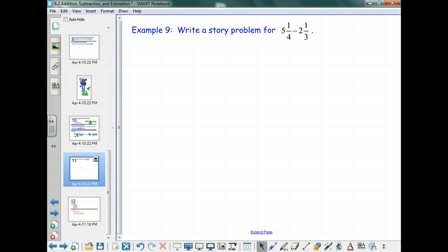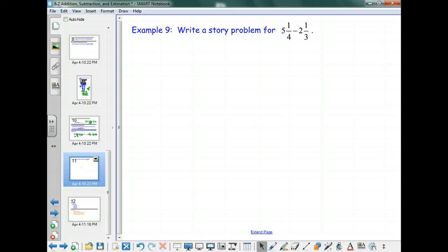You're going to write a story problem for 5 1/4 minus 2 1/3. Okay, so put your teacher hat on. You're in the classroom and you're trying to create a reason why in the world a student would ever need to subtract 5 1/4 minus 2 1/3. Okay? You're answering the question, when will I use this in real life? That's what this is doing. Because students will ask.